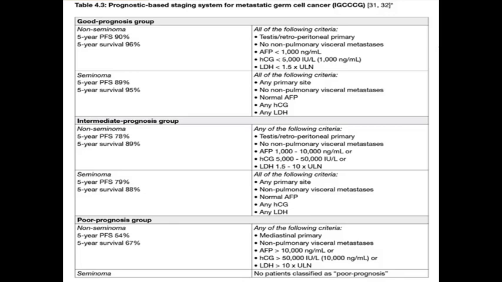In the intermediate prognosis group in non-seminomatous germ cell tumor, the 5-year progression-free survival was 78%, the 5-year survival is 89%, and the criteria are testis and retroperitoneal primary with no non-pulmonary visceral metastasis, and all tumor markers within S2 level. In the poor prognosis group, any of the following criteria fall under non-seminomatous tumor: mediastinal primary, non-pulmonary visceral metastasis, and serum tumor markers at S3 level. They have a 5-year progression-free survival of 54% and a 5-year survival of 67%.